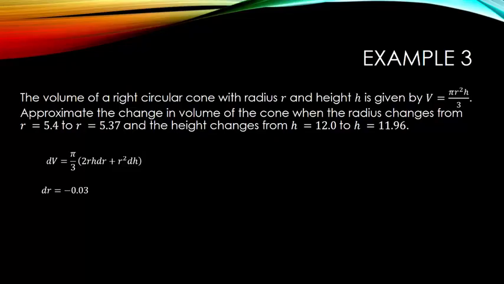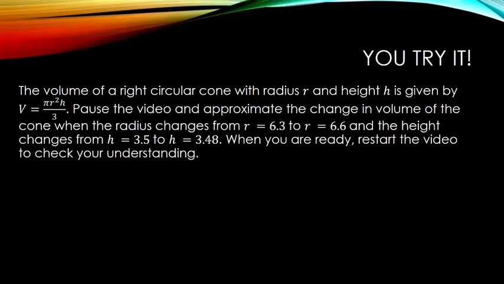My dr is negative 0.03 and my dh is negative 0.04. So that dV is equal to pi over 3 times the quantity 2 times 5.4 times 12.0 times negative 0.03 plus 5.4 squared times negative 0.04. This is approximately equal to negative 5.293. Now you get to try it.